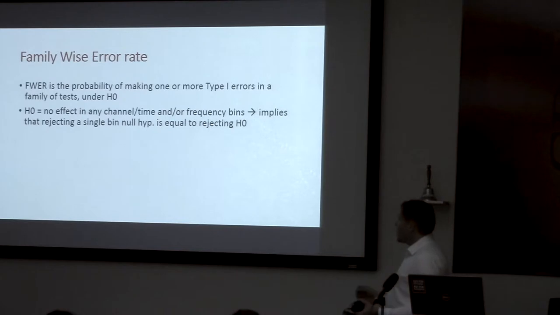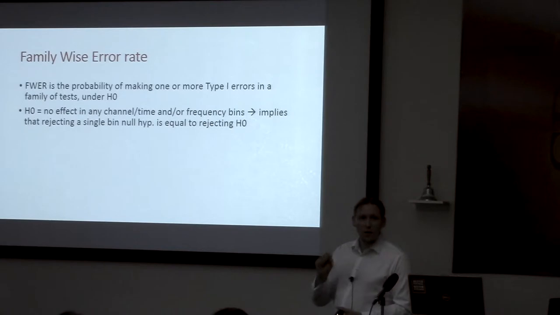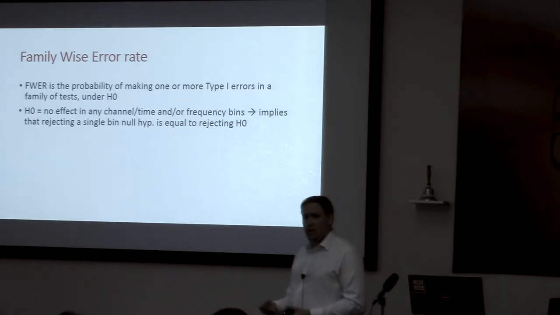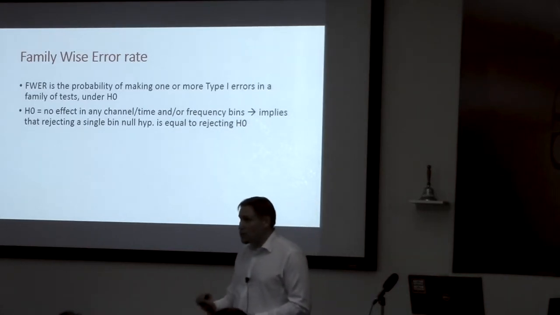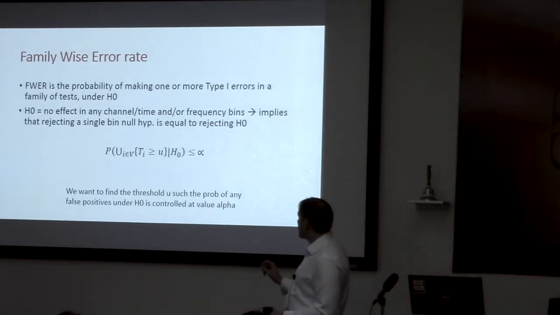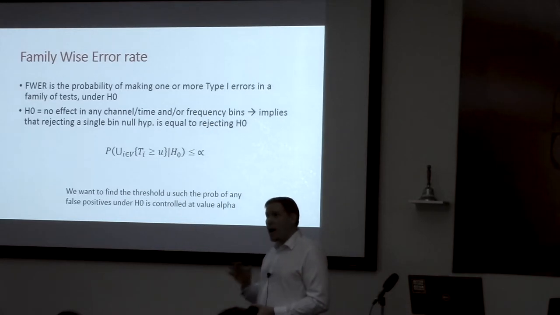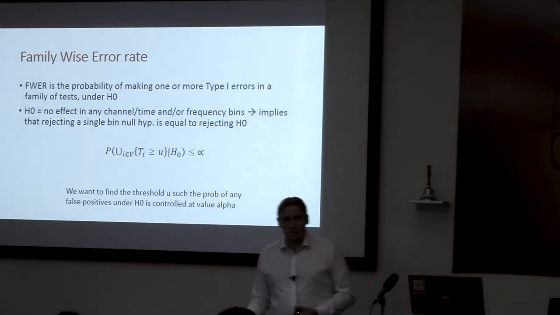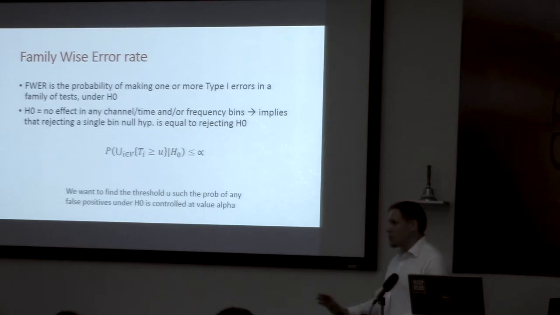So the null is that there is no effect in any channel, any time, any frequency at all, right? So that means that if you reject a single bin, a single time frame, then basically this is equal to rejecting the null. Because we say that the type 1 error is the probability to make one or more. So as long as you just do one, that's it. You're doing the type 1 error. Okay? And so what we want to do is to find a threshold U such that all my T values are above that threshold and I make only 5% of error across the whole space, not for a given cell, but for any frame, frequency, electrodes.